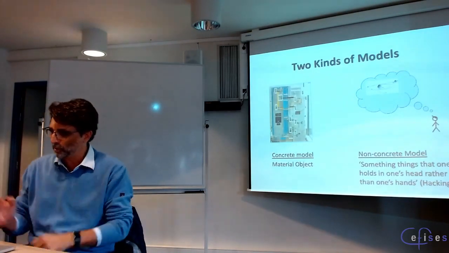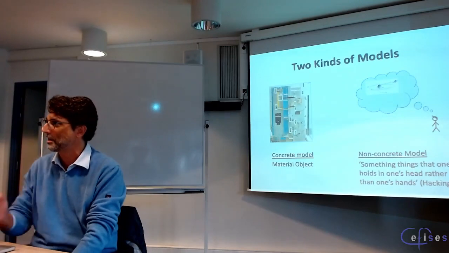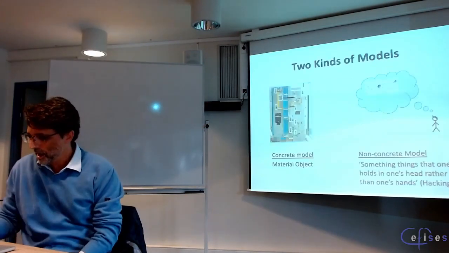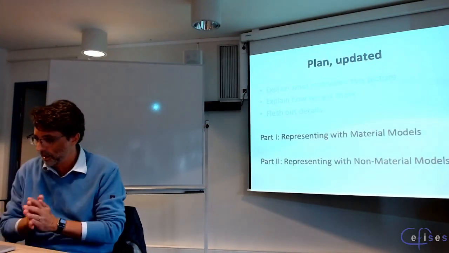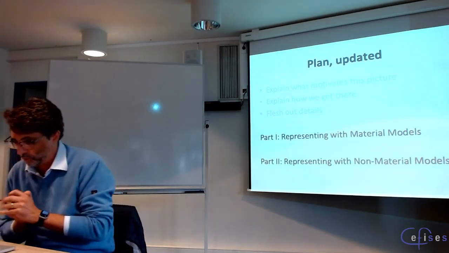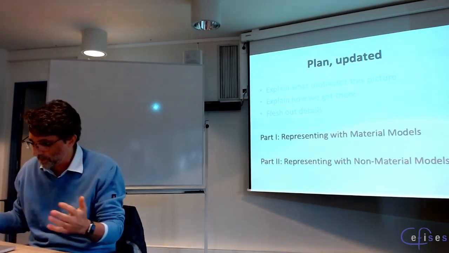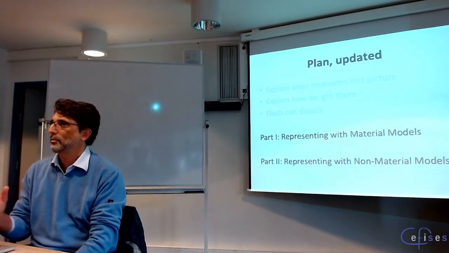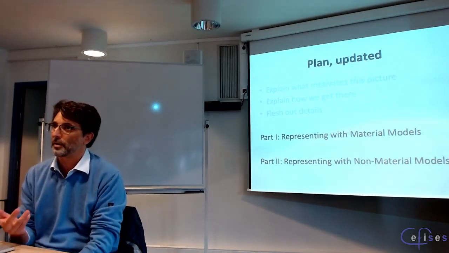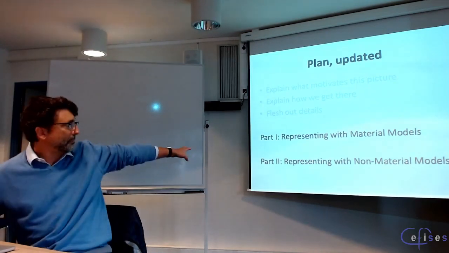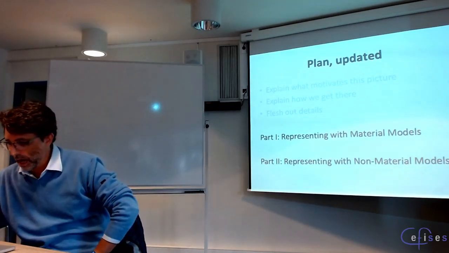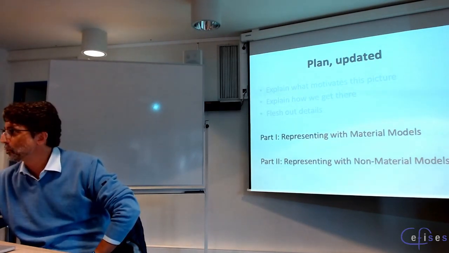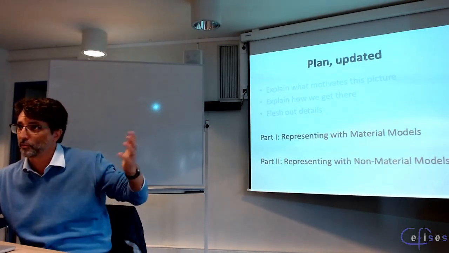So you're caught in this, and I was deliberately vague about this in the previous slide when I showed you this solar system object here. So we have to pay some attention to that. So the updated plan for the talk is that I want to first talk about representing with material models, so things like the Phillips-Newlyn machine, because a lot of things that I want to say are more naturally said about physical things than about non-physical things. But in the second part, I want to tell you how this carries over, so you don't get any kind of representation that only works for rattling water pumps. This should work for all models.